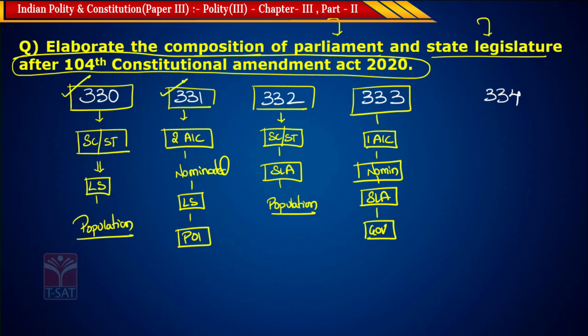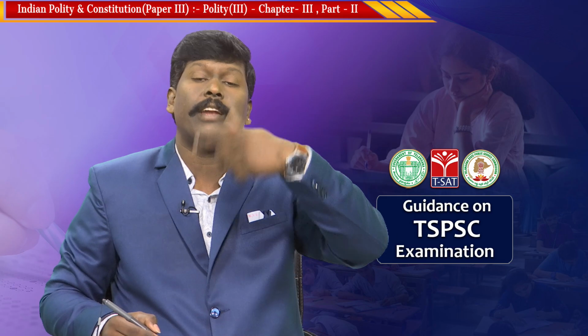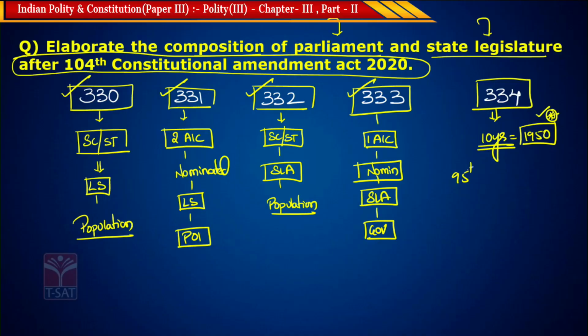Whatever is mentioned in Articles 330, 331, 332, 333 shall be continued for 10 years from when the Constitution came into force. The Constitution came into force in 1950, so it should be continued for 10 years, that is till 1960. But by subsequent amendments, it was extended. The 95th Constitutional Amendment Act made 10 years into 70 years, that is 70 years from 1950, till 2020.